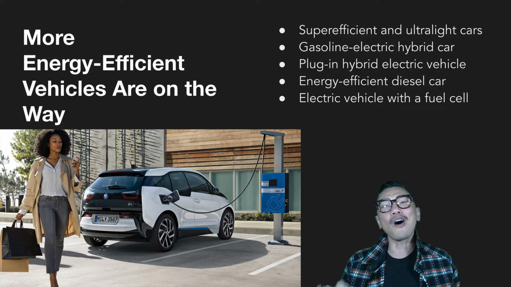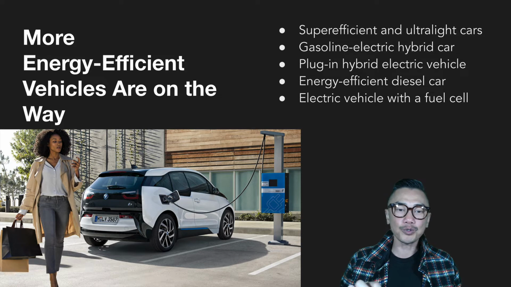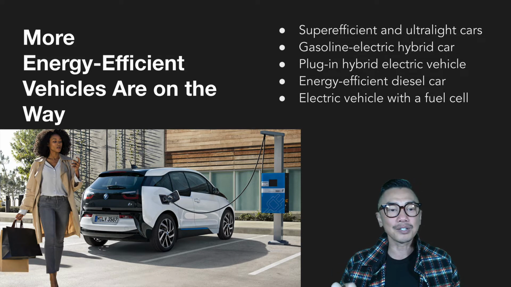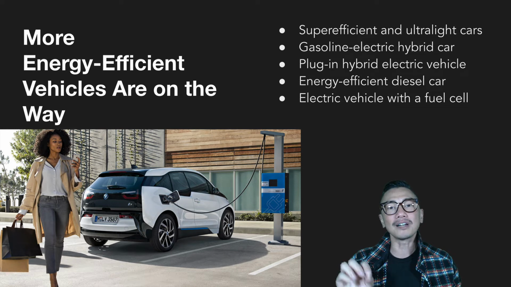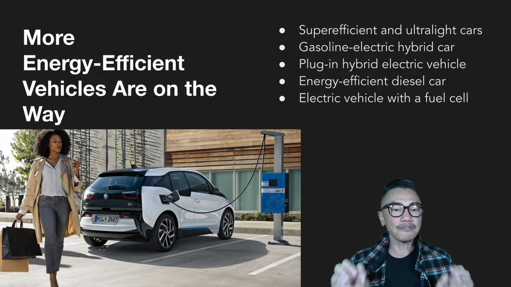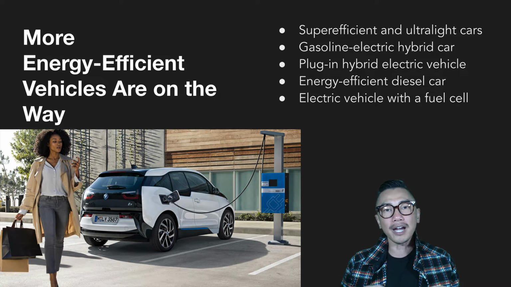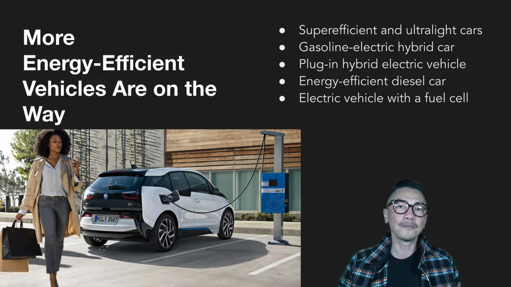Energy-efficient vehicles are already in production, with more on the way. Car companies are all moving towards producing more of these vehicles, including super efficient and ultra-light cars that get better and better mileage, gasoline-electric hybrid cars like the Toyota Prius, plug-in hybrid electric vehicles, abbreviated PHEV, like the Porsche Turbo S e-Hybrid, energy-efficient diesel cars like the Kia Ceed in Europe, and electric vehicles with a battery like Tesla's or hydrogen fuel cells like the Toyota Mirai.